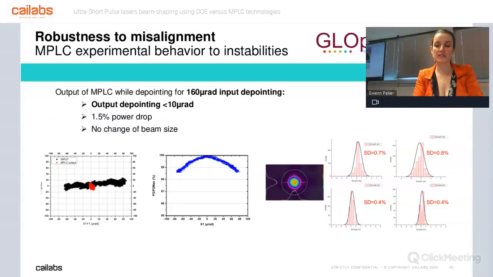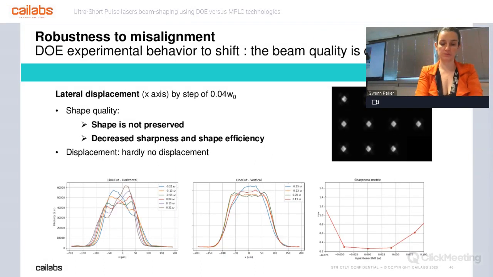These are some results that we have had with one of our partners, Glow Photonics, and for them, the objective was to have a very stable output in terms of depointing. They were introducing a depointing up to 160 microradian at the input of the system, and the output was having a depointing of only 10 microradian with hardly any energy drop and no change in the beam shape and the beam size. So that's an example of what you can get with our systems.